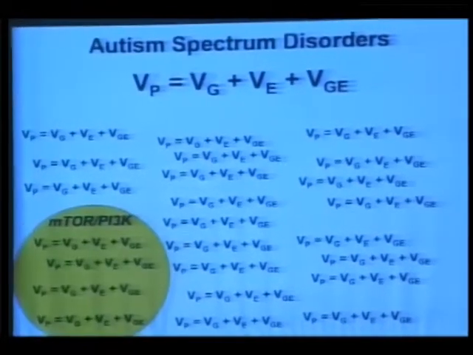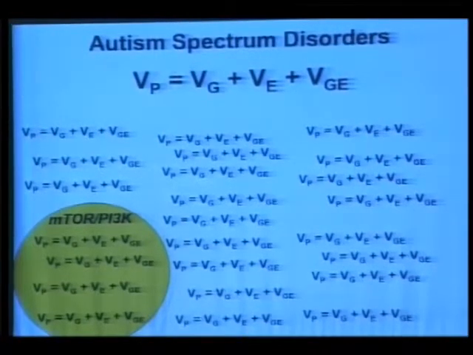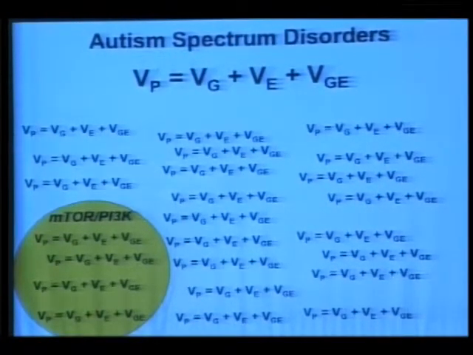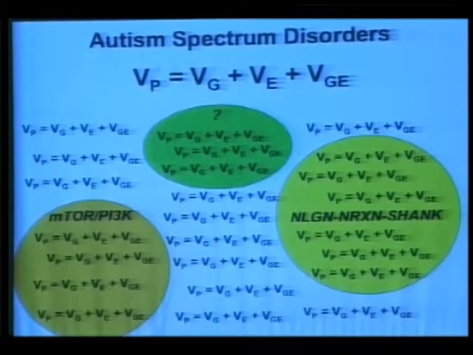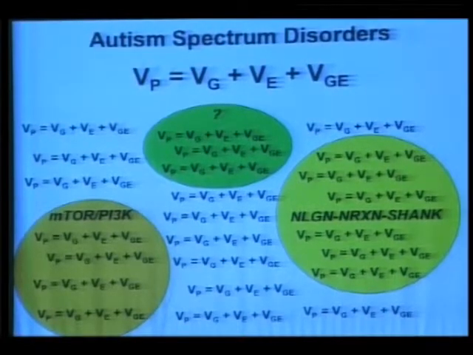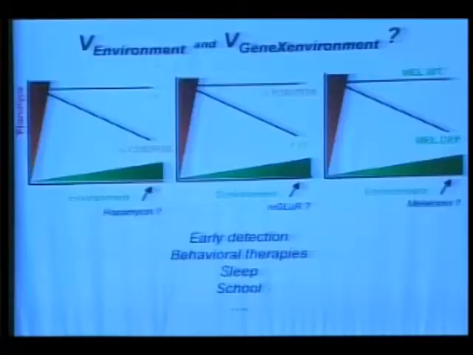So you may have some patients with the mTOR pathway. It's another pathway which could be linked to autism with microcephaly, for example. You can have the neuroligin, neurexin, Shank pathway. You can have other pathways. And the idea is to find what the pathways are.